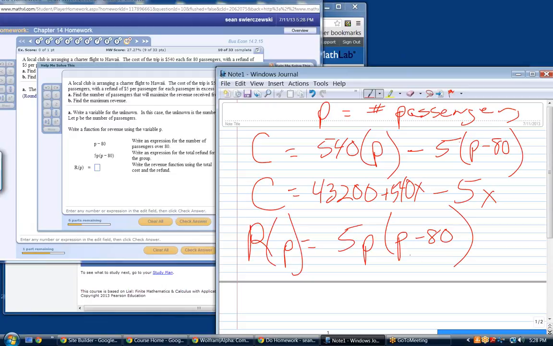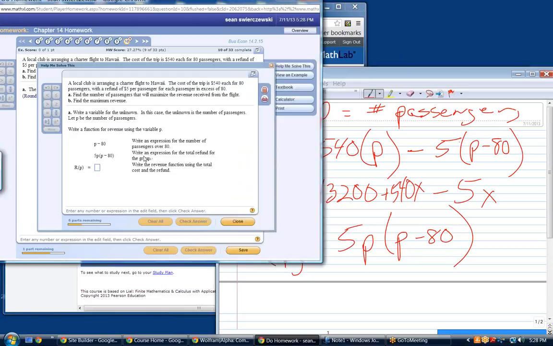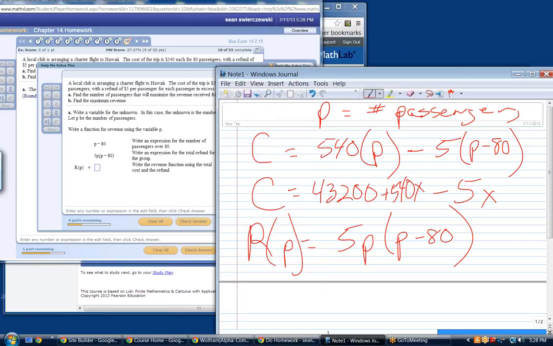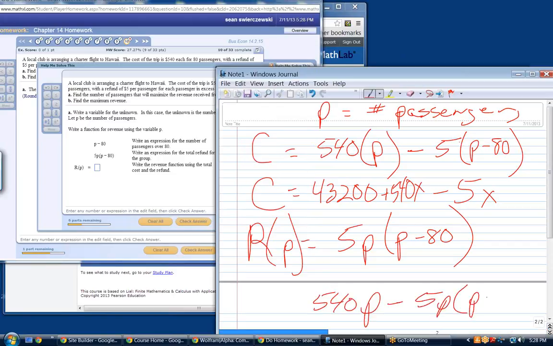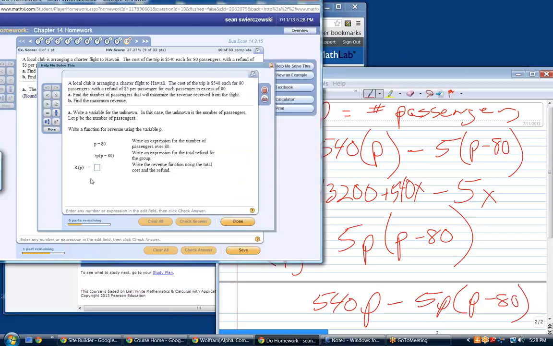Yeah, but they want you to solve it. So if you put it in there, we can see if that's right. Well, I know, but notice that the 5p times p minus 80 is the expression for the total refund. So that can't be the revenue function. The revenue function has to be 540 times p minus 5p times p minus 80. To me, that's the revenue function. Let's see if that works. 540p minus 5p times p minus 80.